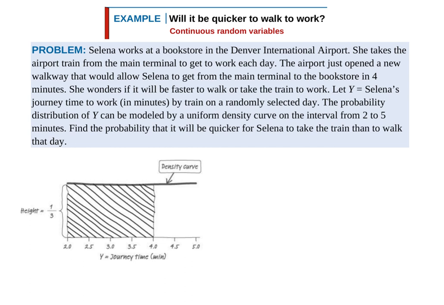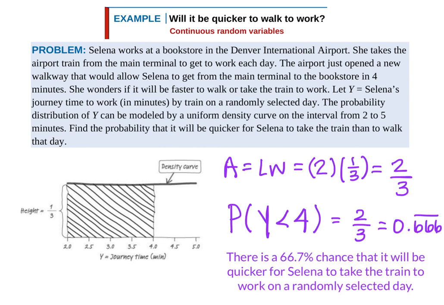So we're just going to find the area of that. Length times width. So 2 times 1/3 is 2/3. So the probability that y, which is Selena's journey time to work, is less than 4 minutes is 2/3, or about 66.7%. So what does that mean? There's a 66.7% chance that it will be quicker for Selena to take the train to work on any randomly selected day. So she should probably take the train.